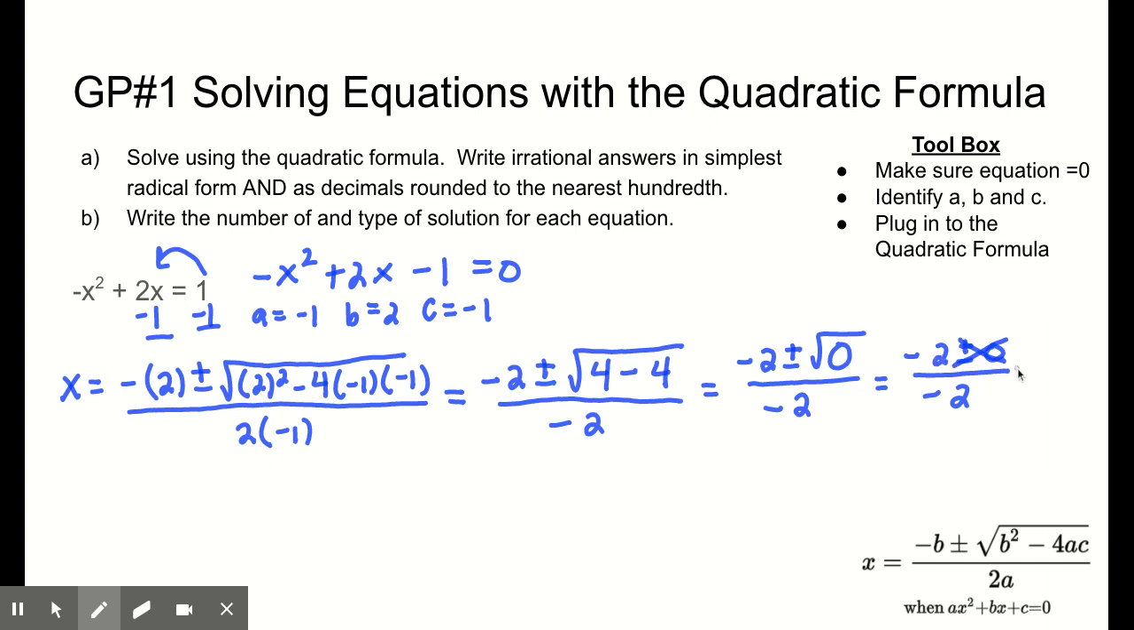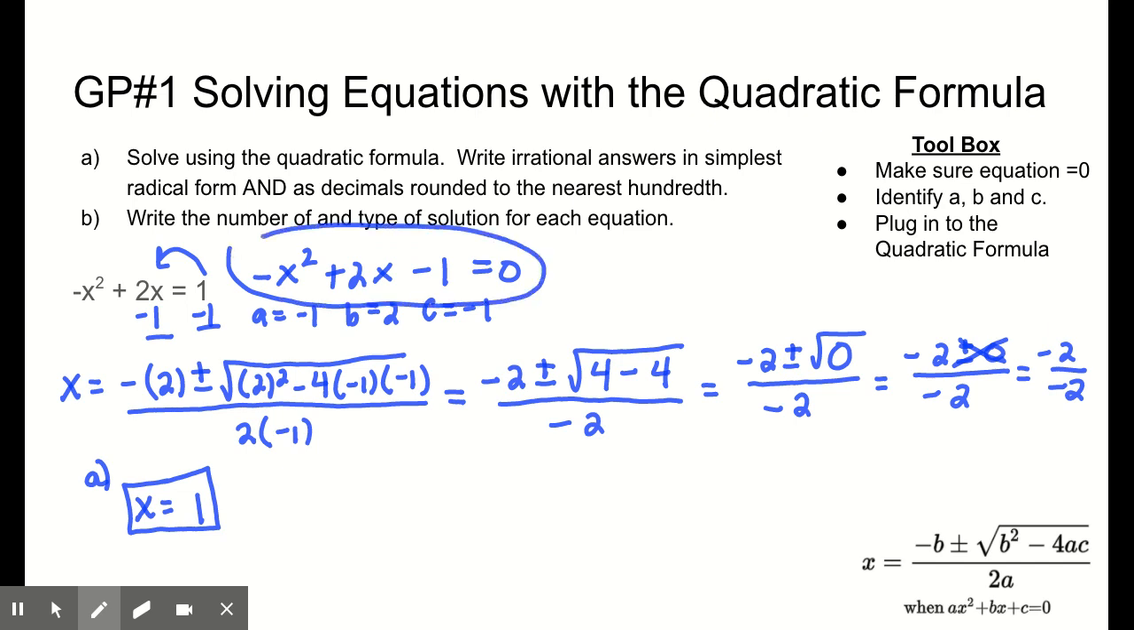So what we end up with here is negative 2 over negative 2, which is going to simplify to a positive 1. So we end up with just one solution here, which is x equals 1. So that means that our x-intercept, if we go back to this equation here, where y equals 0, is at positive 1. And because there's only one solution, this indicates that the vertex is on the x-axis.